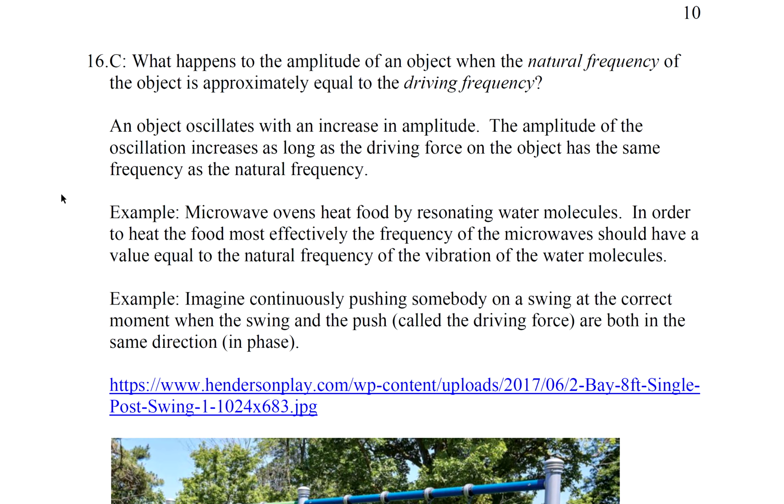So here's an example. Microwave ovens heat food by resonating water molecules. In order to heat the food most effectively, the frequency of the microwave should have a value equal to the natural frequency of the vibration of the water molecules. Here's another example. Imagine continuously pushing someone on a swing at the correct moment when the swing and the push, called the driving force, are both in the same direction, in phase.